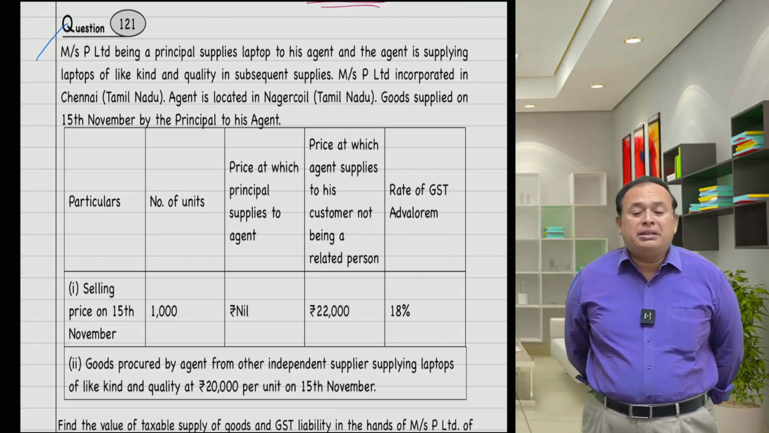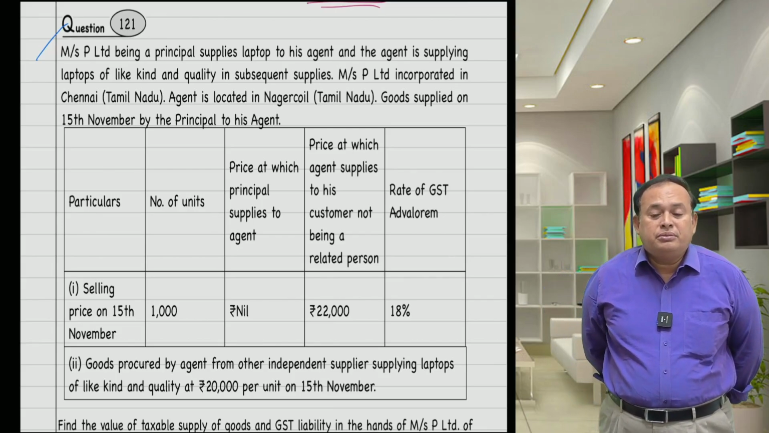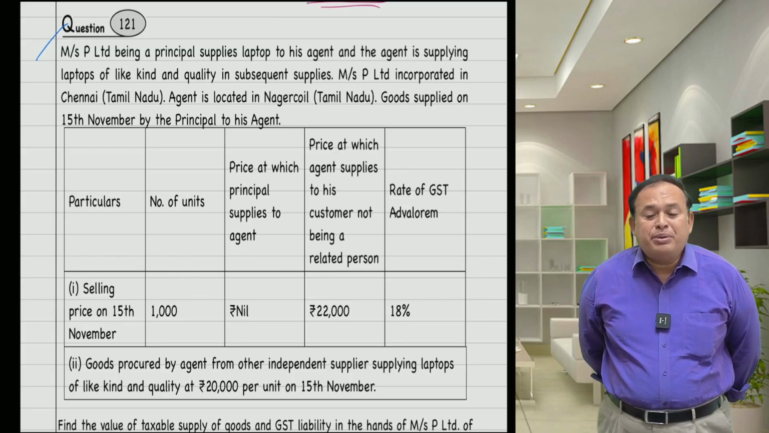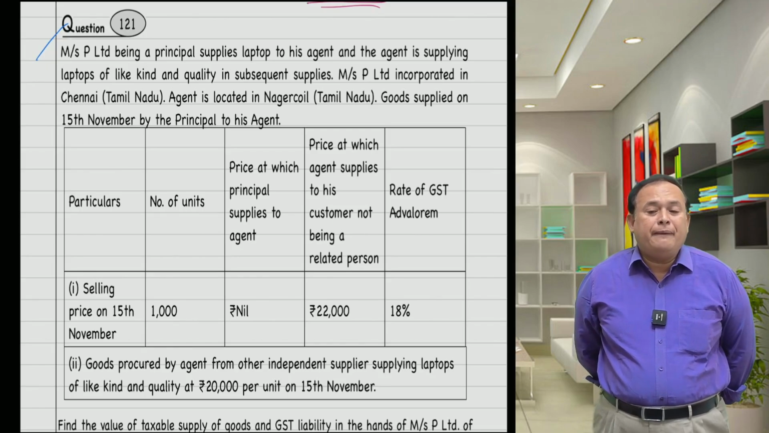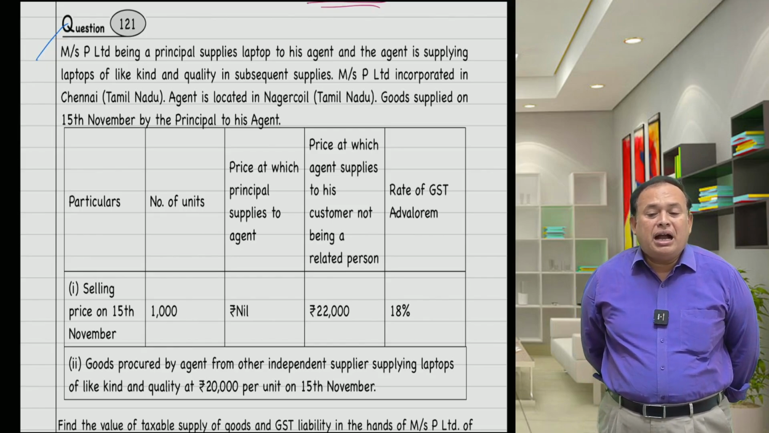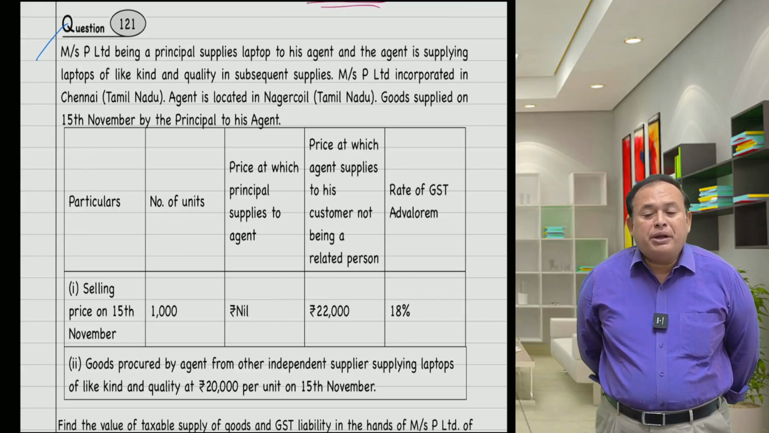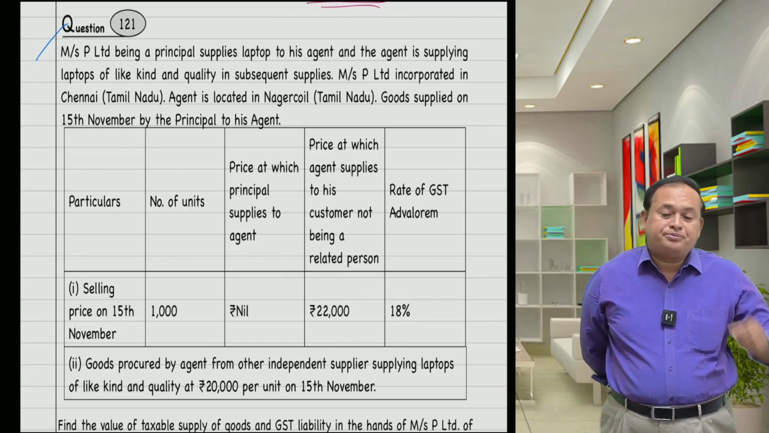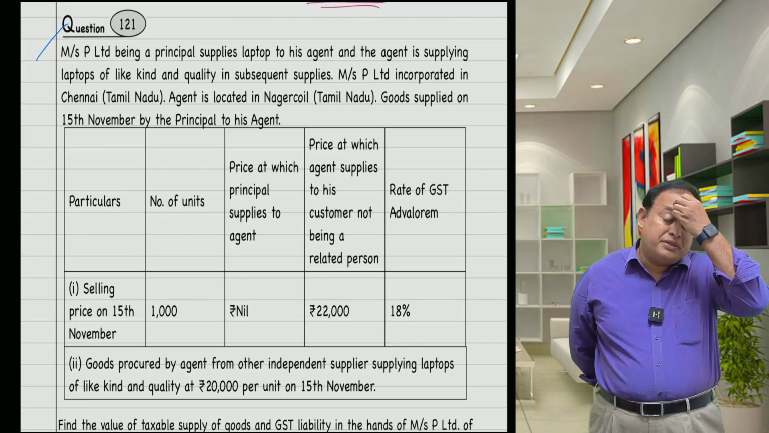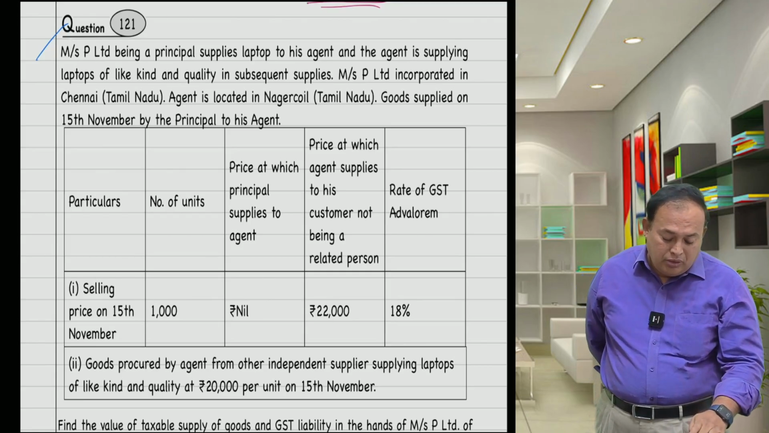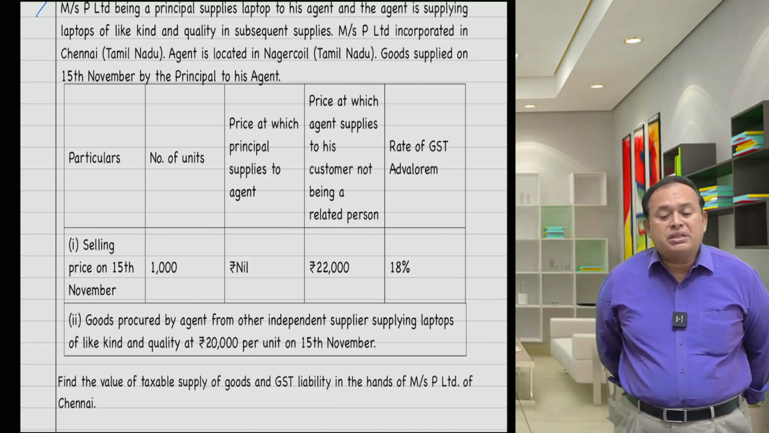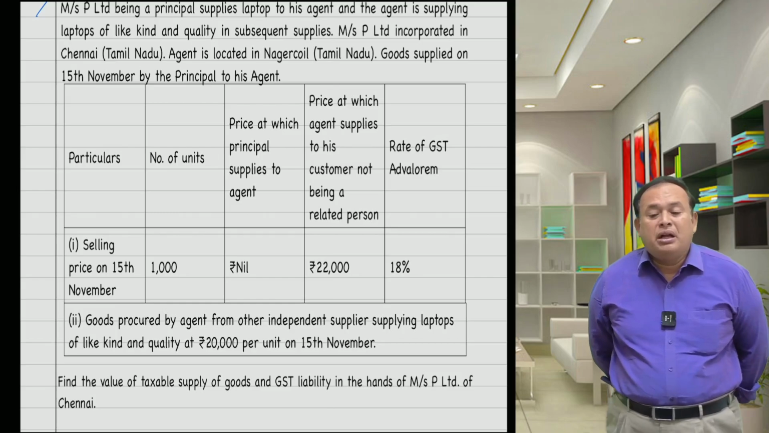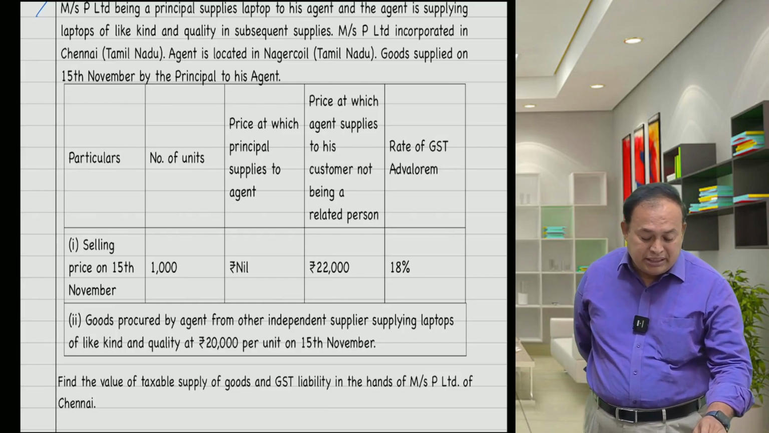Goods procured by the agent from another independent supplier supplying laptops of like kind and quality are at rupees 20,000 per unit on 15th November. Find the value of taxable supply of goods and GST liability in the hands of Mrs. P Limited, namely the principal in Chennai.